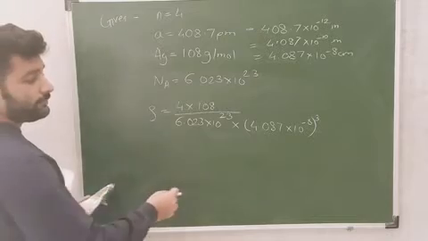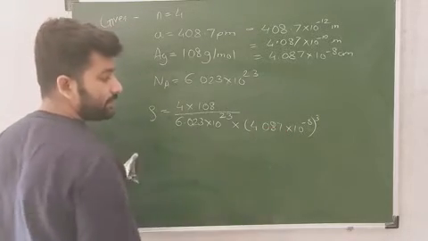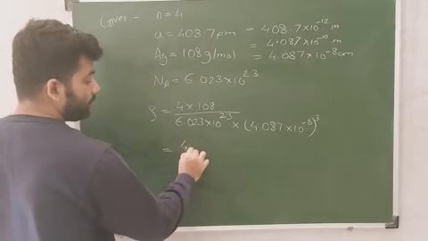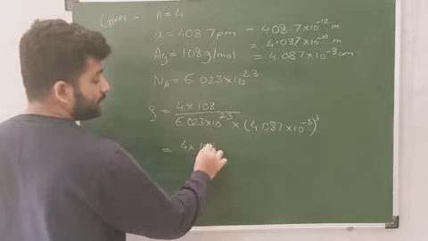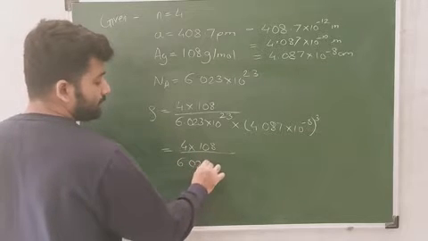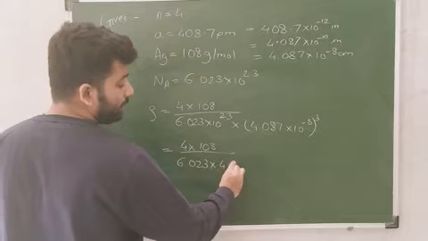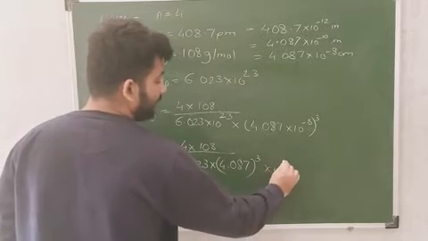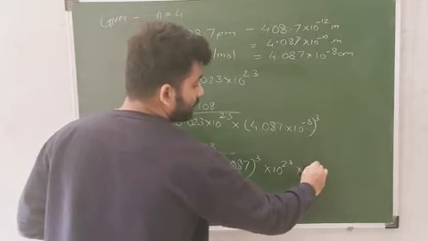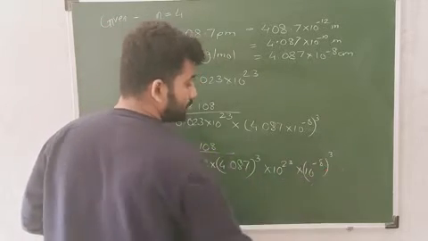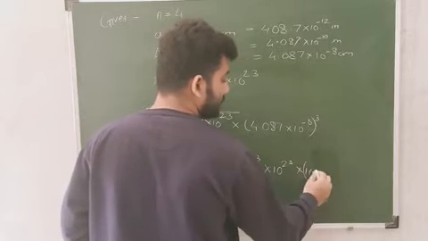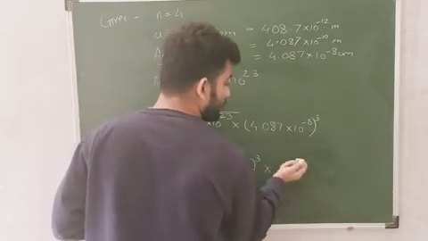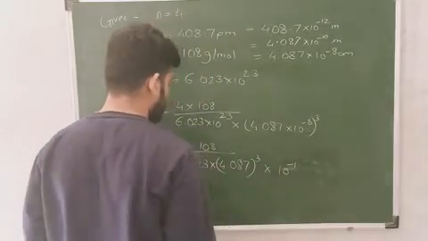Here now we are having cube over here, 4.087 into 10 raised to minus 8 bracket cube. So we can cube this term and we will get what? 4 into 108 divided by 6.023 into 4.087 bracket cube into 10 raised to 23 into 10 raised to minus 8 cube. So this will become 24. So it is 10 raised to minus 24. On multiplying these two, I will get what? 10 raised to minus 1.